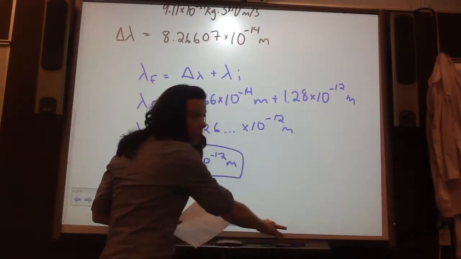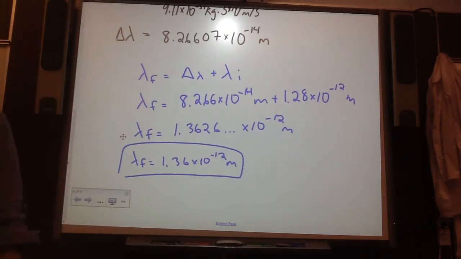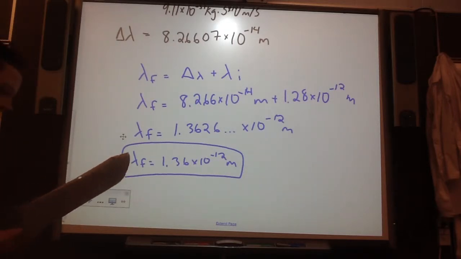If you think about it logically, that should be a larger wavelength than what you started with, which it is. Especially since our angle's not that much, it didn't really get scattered very much. So the change in wavelength is pretty small, but it is there. So just thinking about that logically.